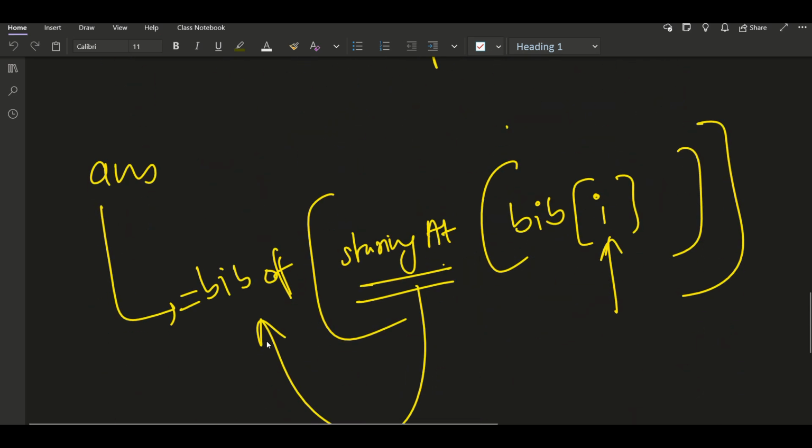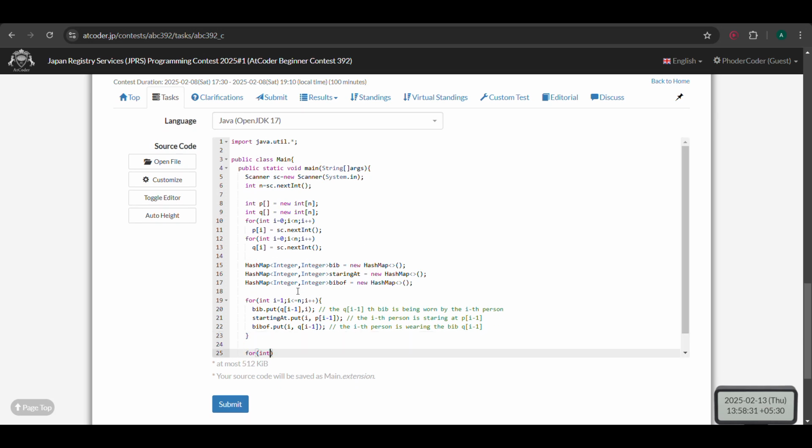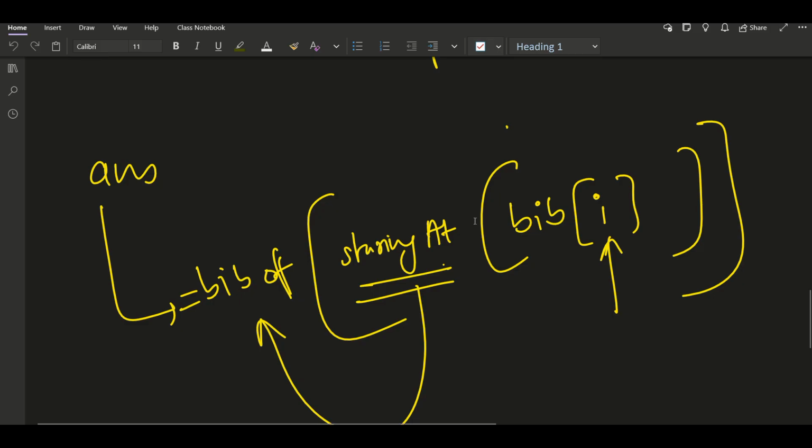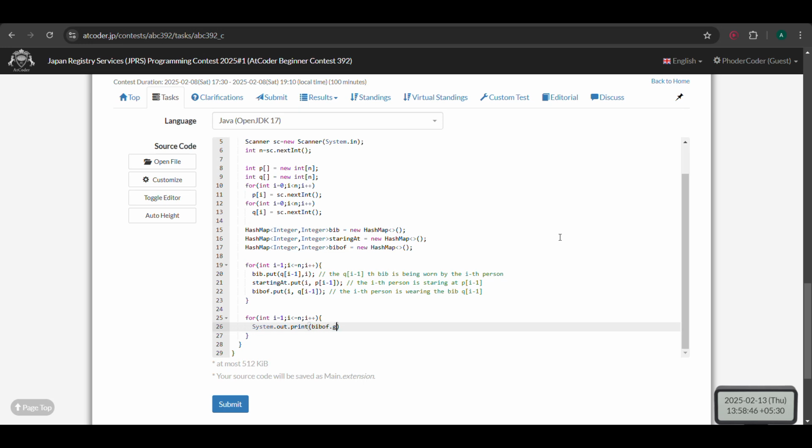Now what we need to print is, the answer is the bib of the person staring at the person wearing the bib i. So we will again traverse from 1 to n, i plus plus. And what will we print? System.out.print, normal printing, not println. We will print bib of staring at bib of i. So bib dot get, staring at dot get, bib dot get i. We will print it using spaces. That's it, done. Let's submit this code.